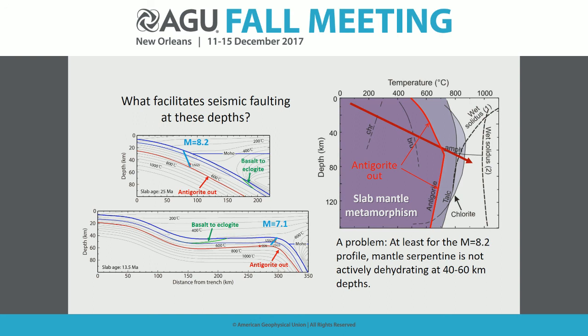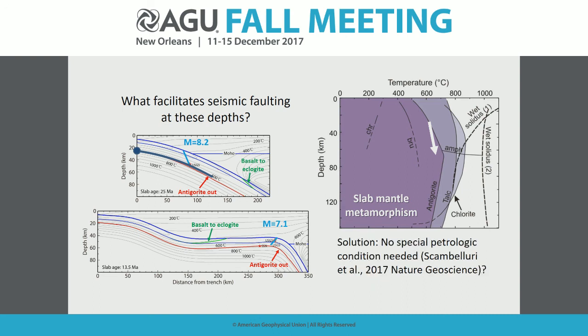However, if you trace a point deeper in the slab, in the incoming plate, and follow that one, we'll see the PT path is actually like this. So that part of the mantle, if there's serpentine there, is really not dehydrating, and is actually moving away from that dehydration boundary. So we do have a problem here. The problem is, it's difficult to anticipate dehydration to be responsible for this kind of earthquake.